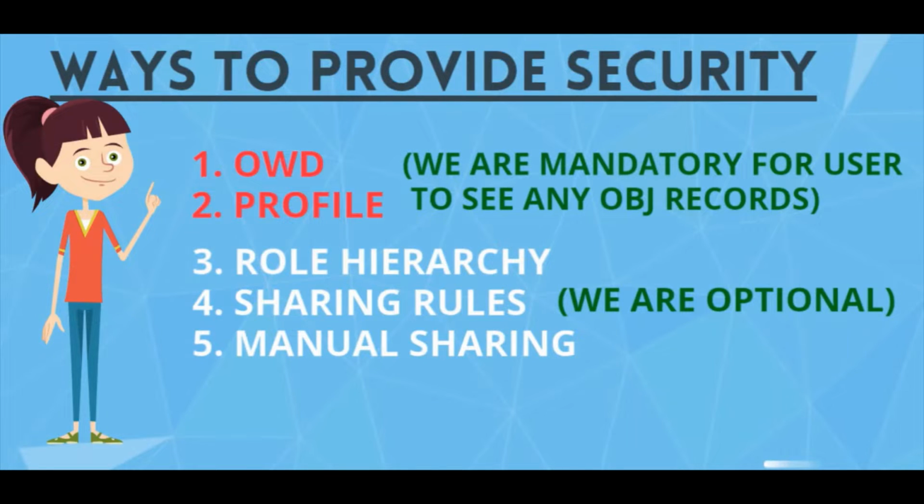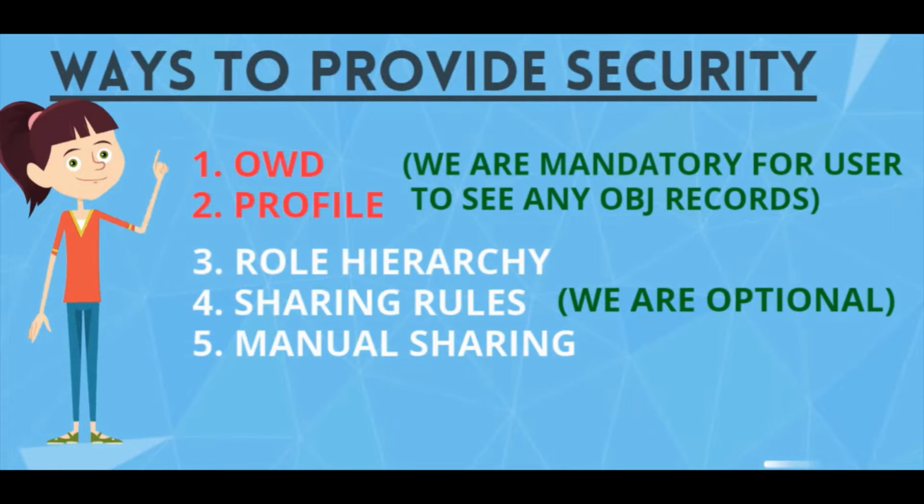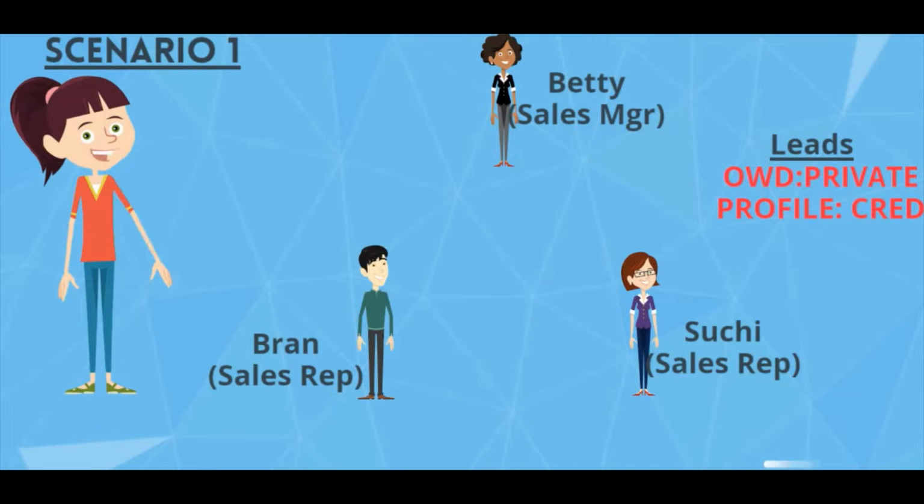Then why do we have role hierarchy, sharing rules, and manual sharing? There are some scenarios where OWD and profile cannot fit the requirement that our client is asking for. So we'll see those scenarios and we'll understand how role hierarchy, sharing rules, and manual sharing will help us. Okay, let's jump into a scenario.